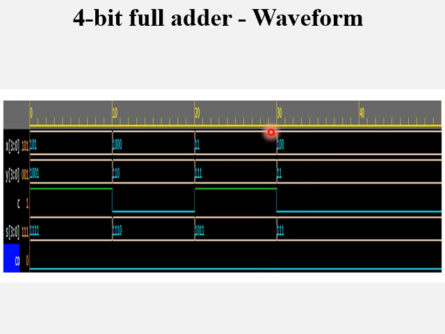So after another 10 time units, x is 4 and y is 3, carry in is 0, so output sum is 7, carry out is 0. After that I have not changed any test vectors, that's why it remains in its latest value. Okay, this is the waveform of the 4-bit full adder.